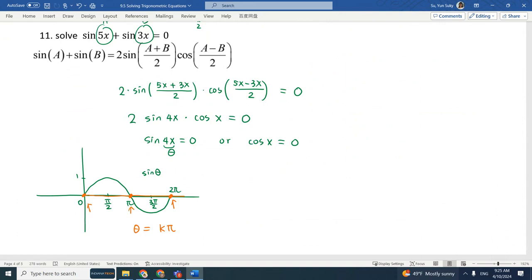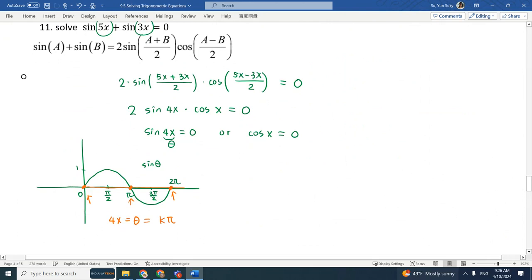This is theta. And what is theta? 4x. So what is x? k pi over 4. Exactly. So this is the solution of sine 4x equals 0. By the way, if you put 0 plus 2k pi or pi plus 2k pi, the answer may look different, but they're actually the same set of solutions.